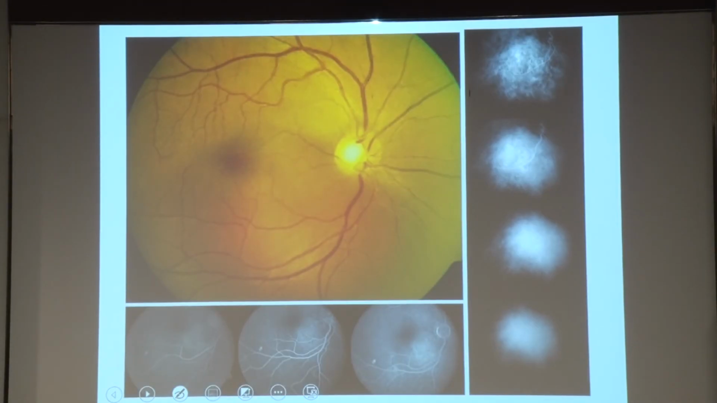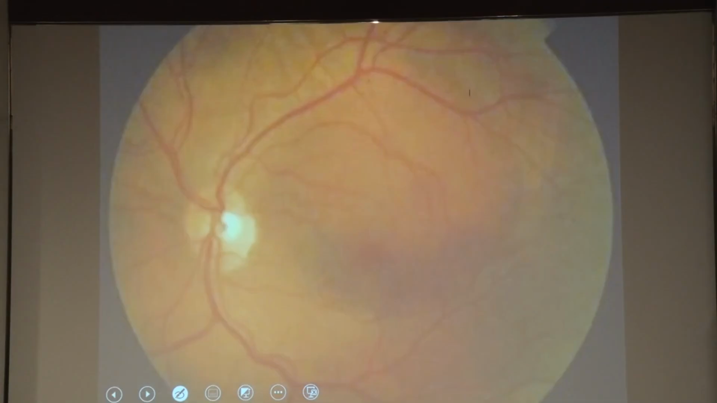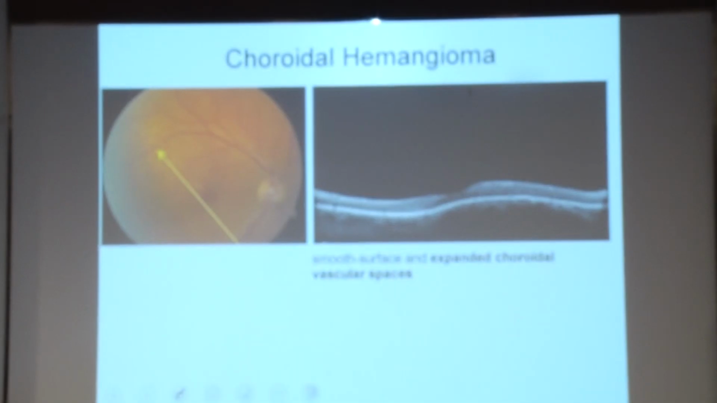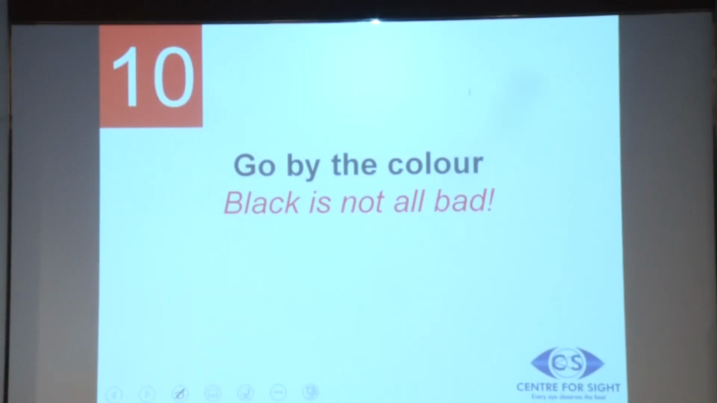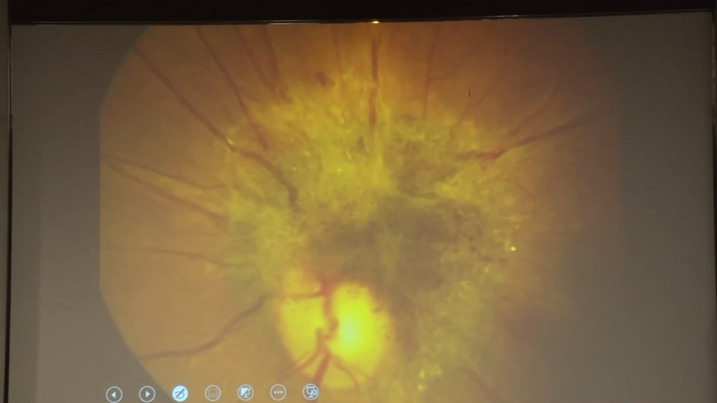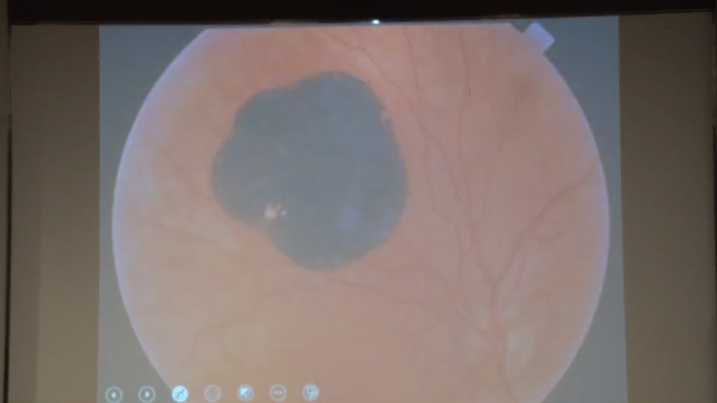Otherwise, orange colored unilateral unifocal lesions generally tend to be choroidal hemangiomas. All these were choroidal hemangiomas. I'm skipping because I don't have much time. All black is not bad, but sometimes black can be reasonably okay. This was a patient with a blackish lesion, which is nothing but a congenital hamartoma, combined hamartoma of the RPE.